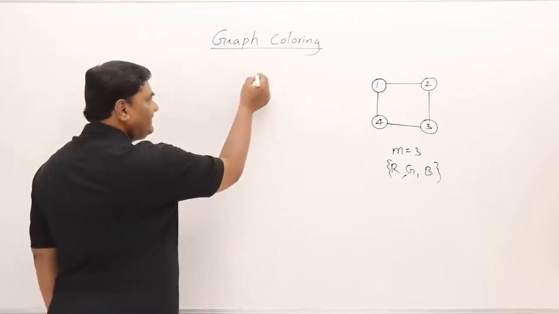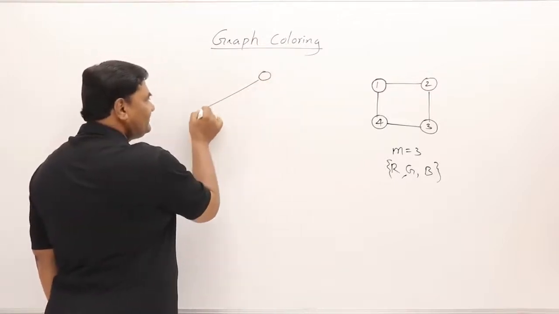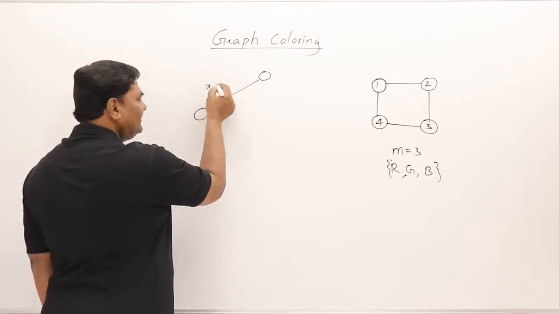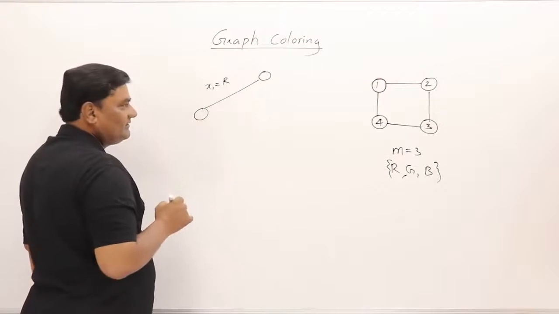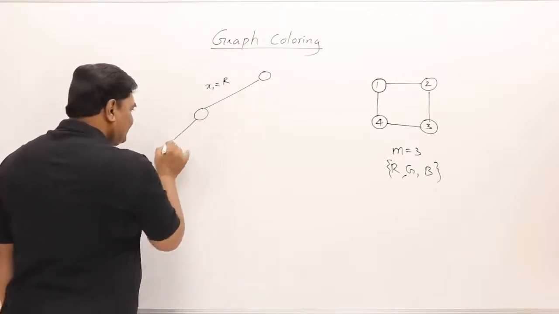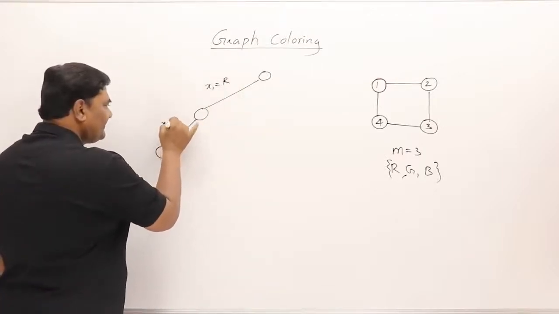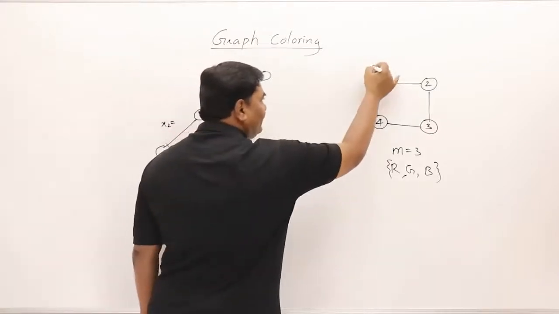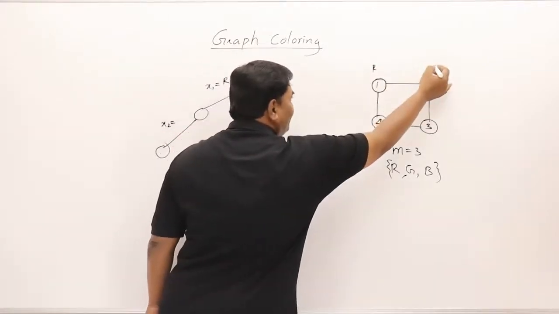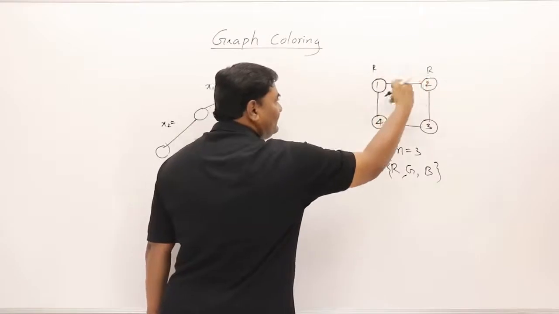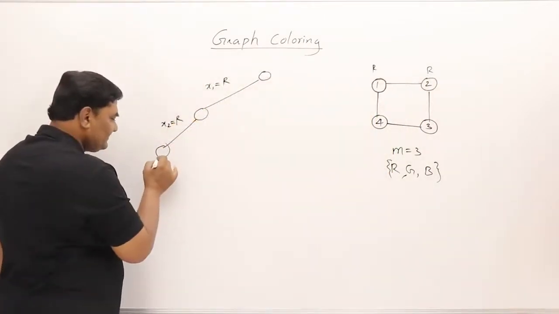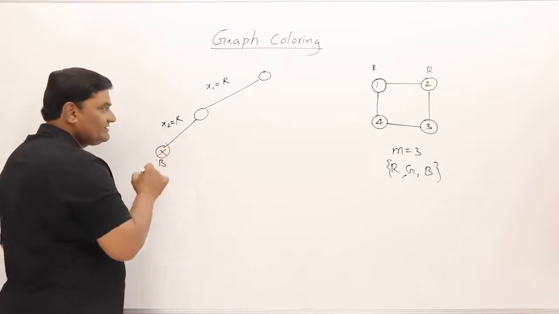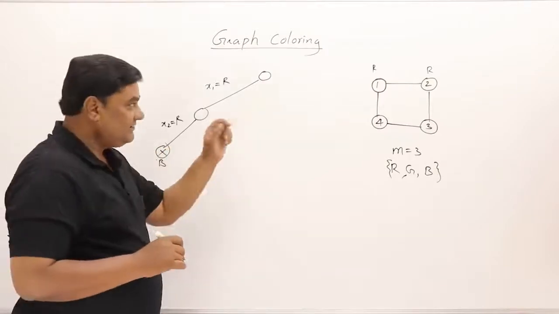Let us start. I'll generate a state space tree. Now this is the first vertex, vertex 1. I'm calling it x1. For this I can give a red color. Then the next vertex is x2. Now once vertex 1 has red color, can I give red color to this one? No, they are adjacent, so red color cannot be given. So if I use red color, then this node is killed by the bounding function. So this is killed.